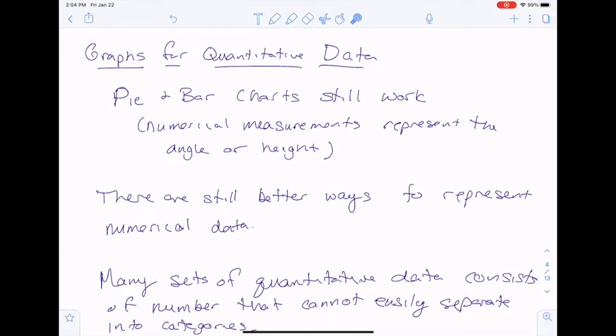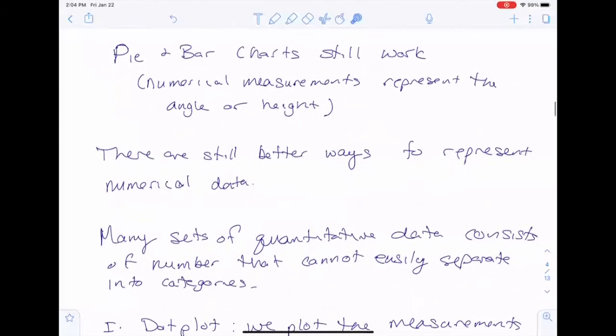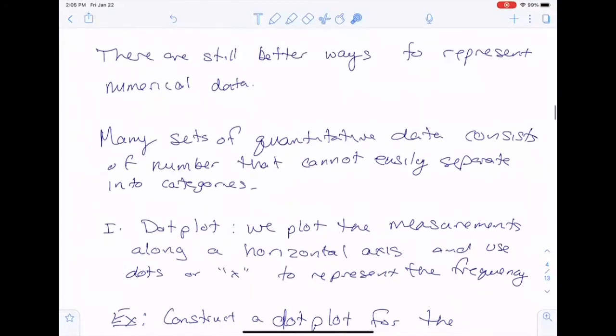Next, we can look at graphs or charts or ways we can talk about quantitative data. And pie or bar charts really still work, but there are really better ways to represent numerical data besides pie and bar charts. Many sets of quantitative data consist of numbers that really cannot be separated into categories. That's one of the big problems with these things. We might have lots of different numbers that have a wide range. And so putting them into some of these categories might be difficult. So one way we can do this is what we call a dot plot.